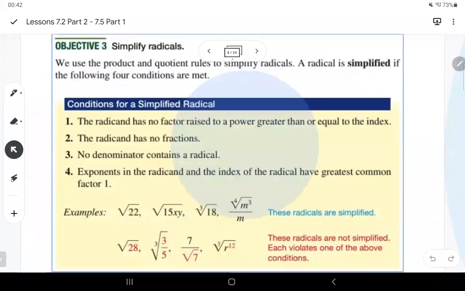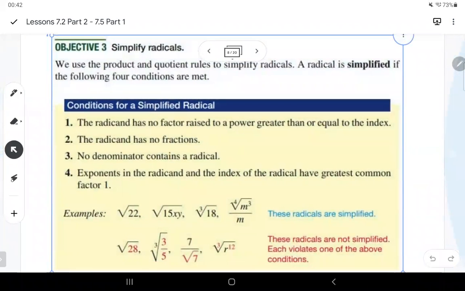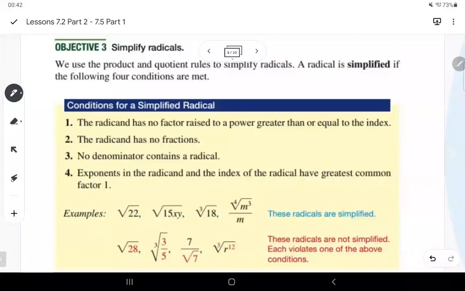Simplifying radicals. We use the product and quotient rules to simplify radicals. A radical is simplified if the following 4 conditions are met. The radicand has no factor raised to a power greater than or equal to the index, which means we can't pull anything out. The radical has no fractions. No denominator contains a radical. And exponents in the radicand and the index of the radical have a greatest common factor of 1. Again, that's just saying that you can't really reduce anything anymore.